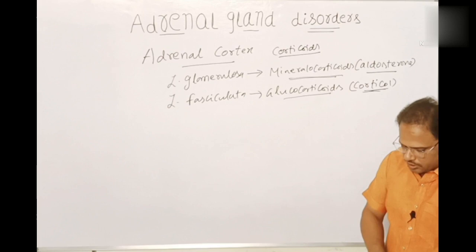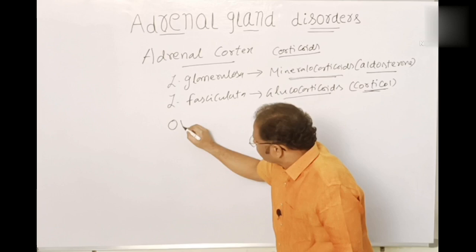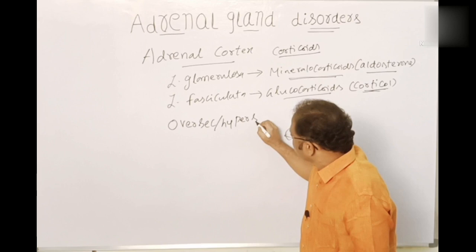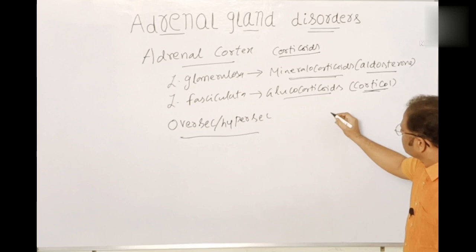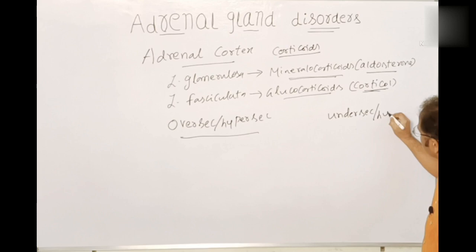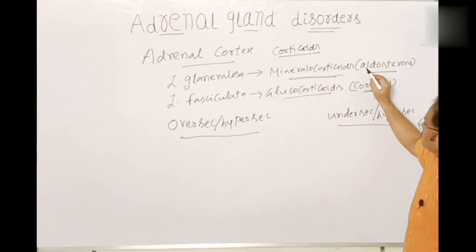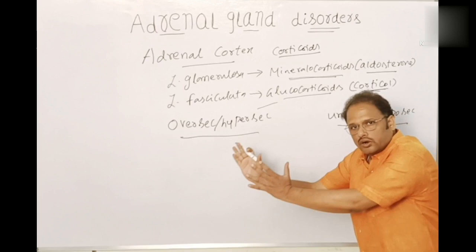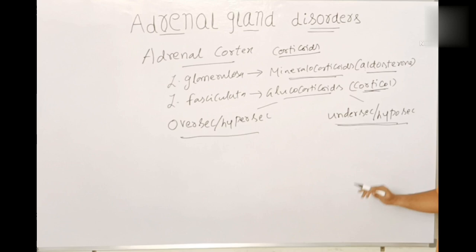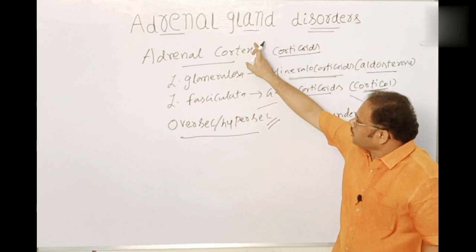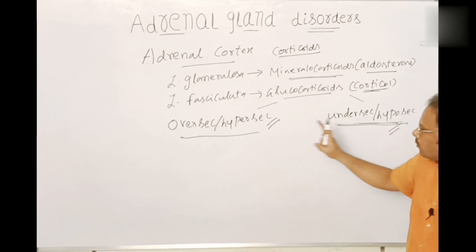Now here, oversecretion means hypersecretion, one type of disorder. Under secretion or hyposecretion is another type of disorder. That is, if aldosterone or cortisol is overly secreted, it is one type of disorder. If aldosterone and cortisol are under secreted, less than the normal quantities, it is called under secretion or hyposecretion. That is an adrenal gland disorder, either because of over secretion or under secretion.